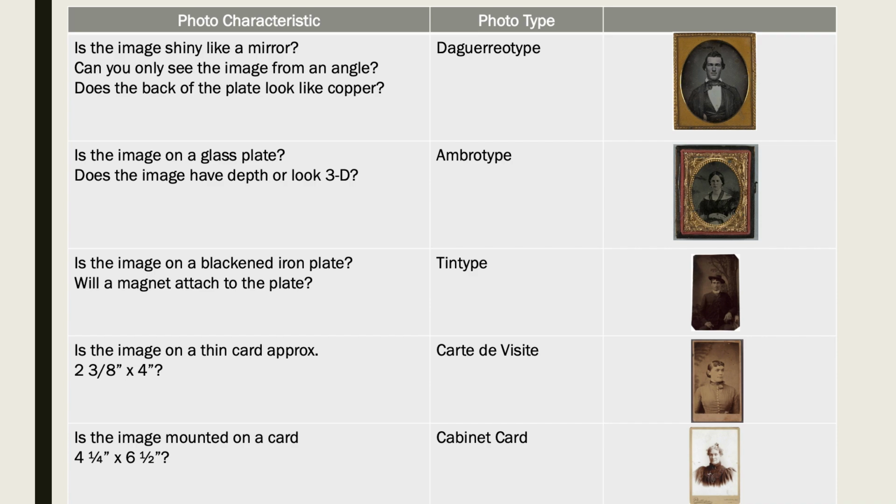Is the image on a glass plate? Does the image have depth or look three-dimensional? Then you have an ambrotype. Is the image on a blackened iron plate? Will a magnet attach to the plate? Then you know you have a tintype.